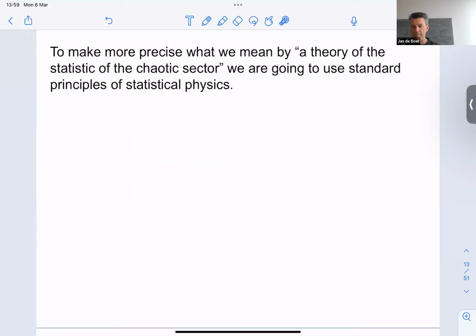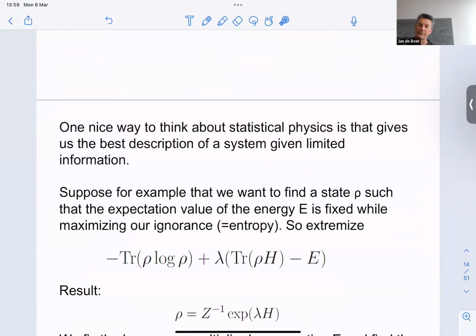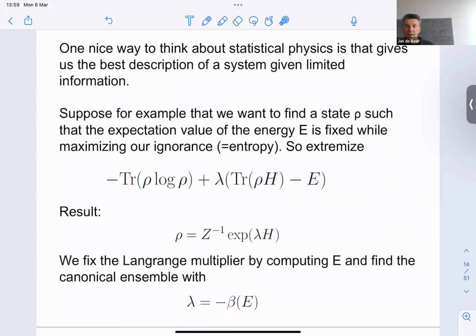Now, in order to make a bit more precise what I mean by all these words, I'm going to try to make a bit more precise what I mean by a theory of the statistics of the chaotic sector. That is in line with the question that Ayan was asking earlier. This is why I had as my title, semi-classical gravity equals statistical physics. So one nice way to think about statistical physics is that it gives you the best description of a system with limited information.